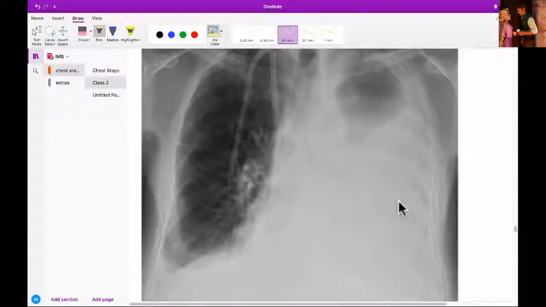What do you guys see here? Yes, there's meniscus sign, correct. What else? A little bit over here also. What is this? Do you guys see something here? Yeah, this is air bronchogram. Okay.